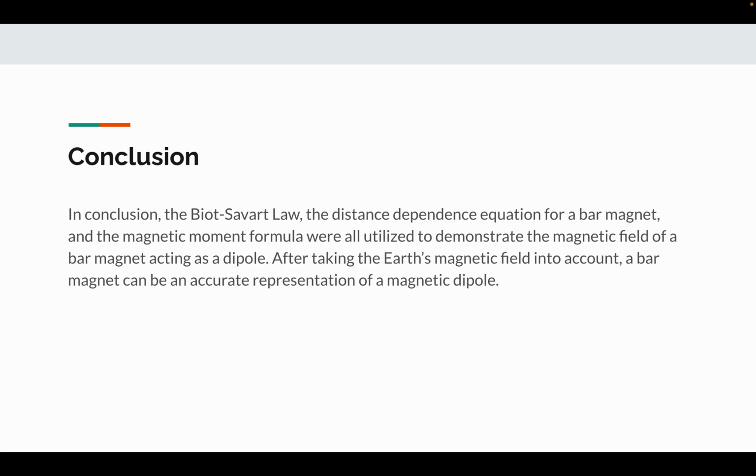In conclusion, the Biot-Savart law, the distance dependence equation for a bar magnet, and the magnetic moment formula were all utilized in order to demonstrate the magnetic field of a bar magnet acting as a dipole. After taking the Earth's magnetic field into account, a bar magnet can be an accurate representation of the magnetic dipole.